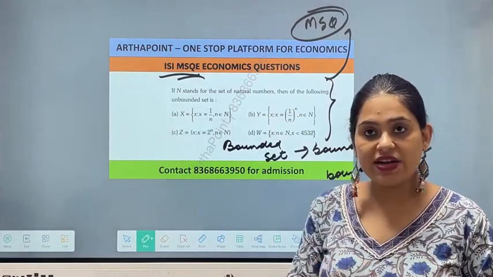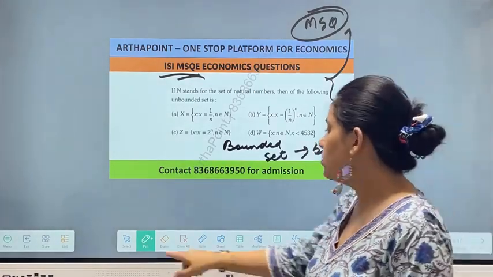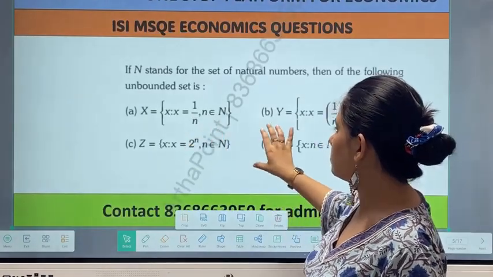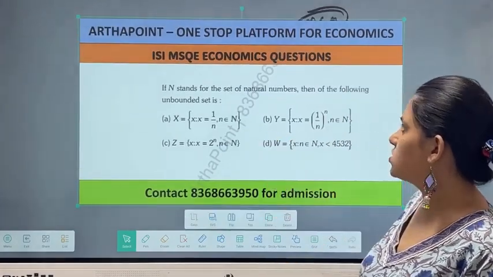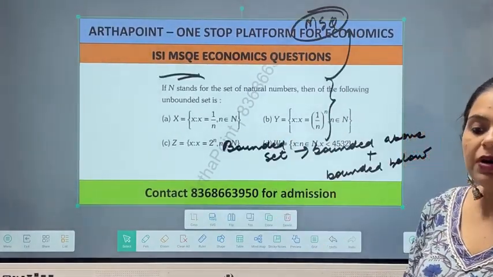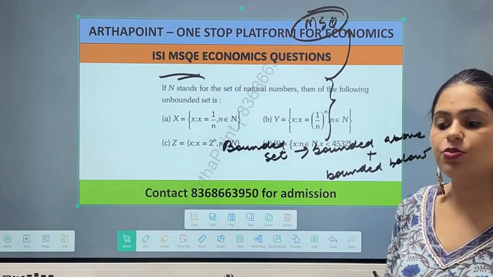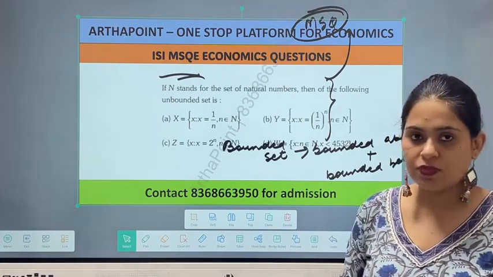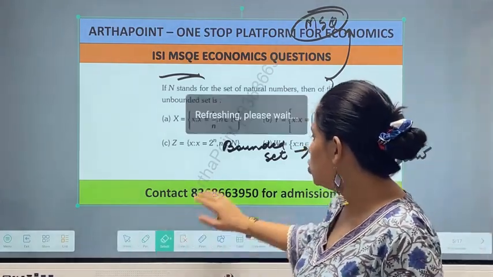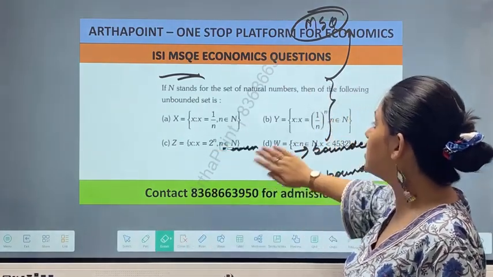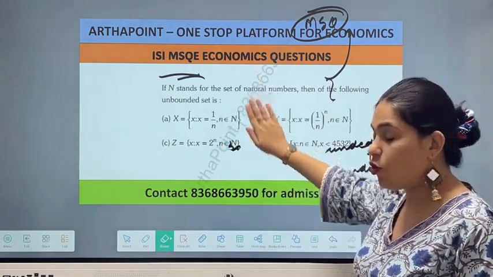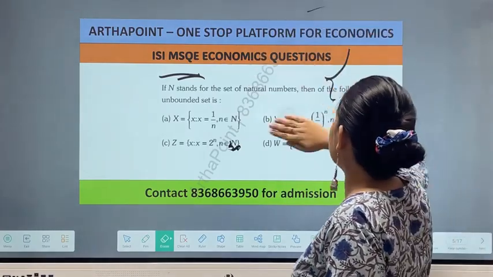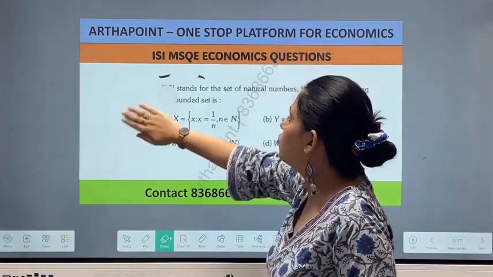Let me just zoom this a bit for you. A bounded set is one which is both bounded above and bounded below. In this case, you have to see which is that set which is either bounded above or below but not both. So just try to think about this. Let me give you an example. Look at option number D here. What is option number D doing?